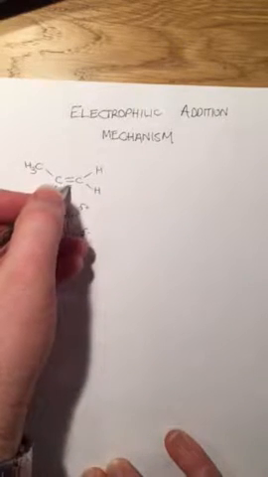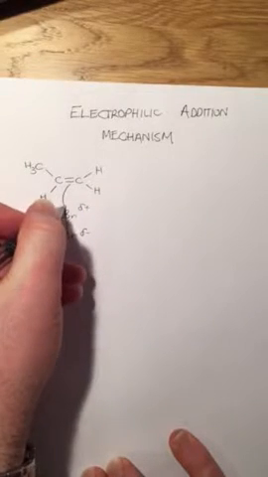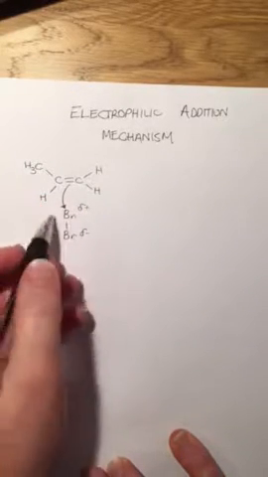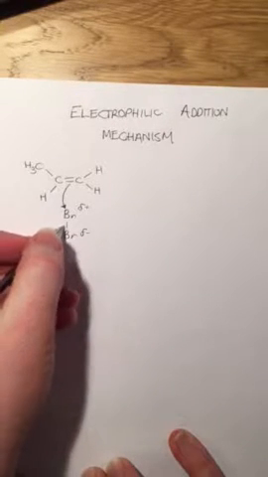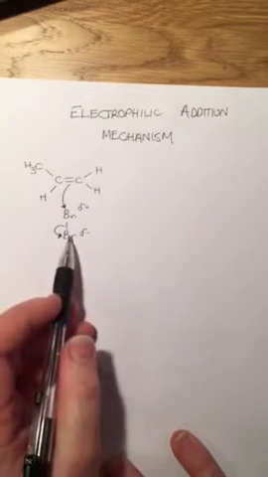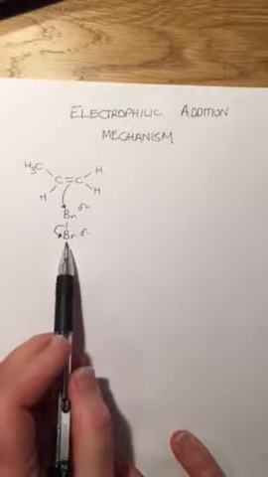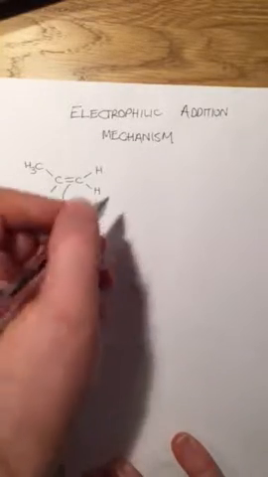Now, the alkene pi bond can break and attack this electron deficient bromine atom. The bromine-bromine bond breaks heterolytically, so this bottom bromine atom takes both of the electrons.